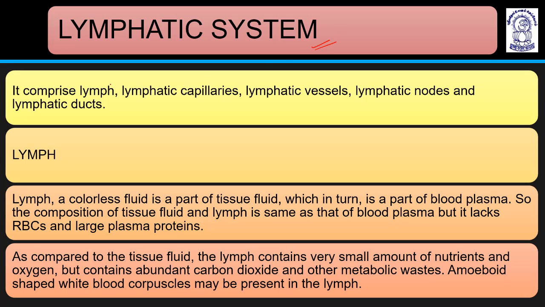Lymphatic system. It comprises lymph capillaries, lymphatic vessels, lymph nodes, and lymph ducts. So the four major components of the lymphatic system you have to go through are lymphatic capillaries, lymphatic vessels, lymphatic ducts, and lymphatic nodes or lymph nodes.